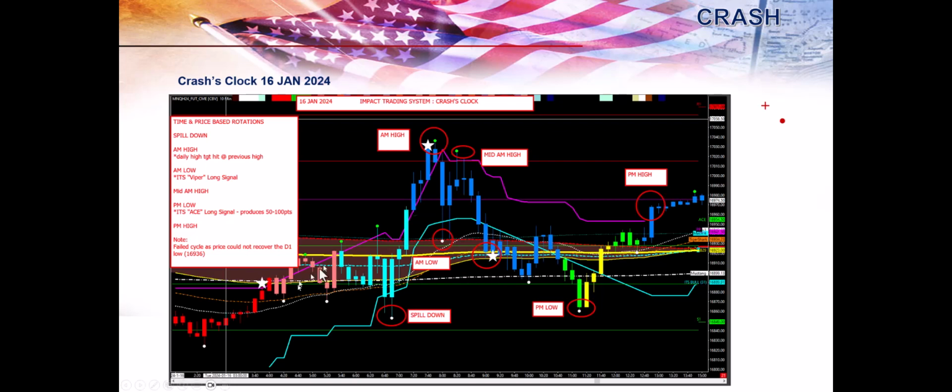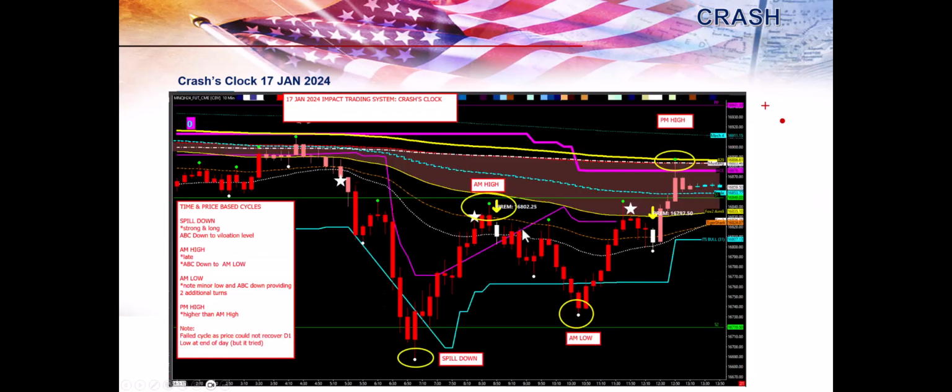Again, market opens at 6:30 today on Tuesday. I'm looking for a spill down, followed by an AM high, followed by an AM low into another mid-AM high, to be followed by a longer break in between rotations coming down to a PM low, and then closing at the PM high of the day. This was a failed cycle as price could not recover above the day one low of 16,936.